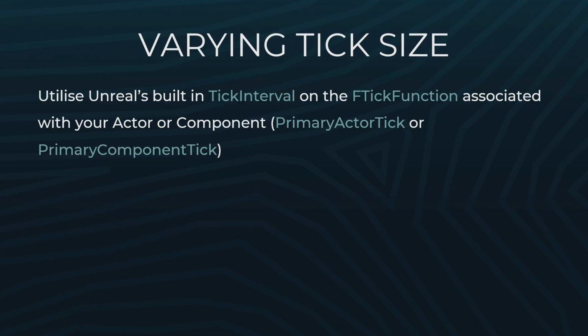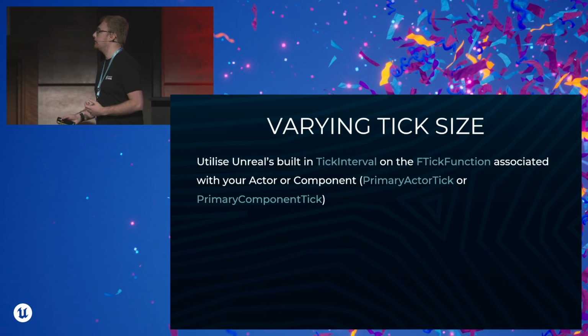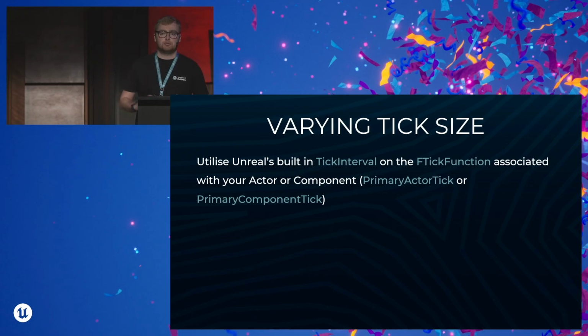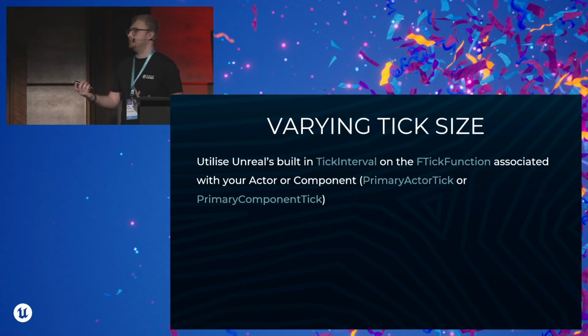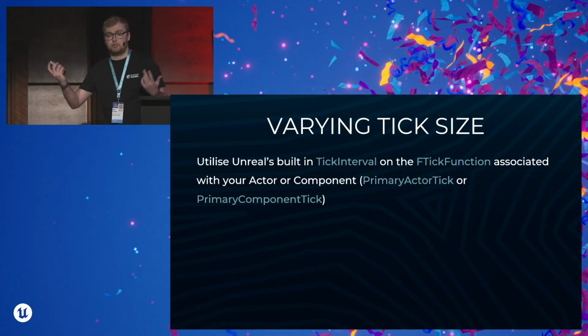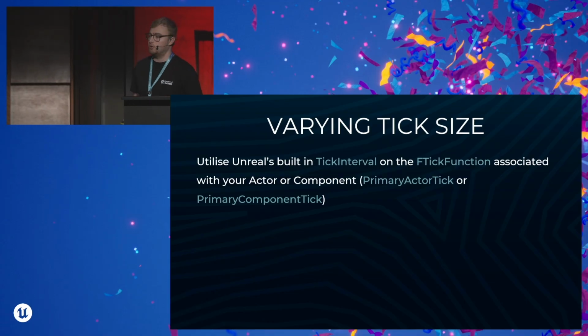And this allows you to specify how often you should tick. So if you set this to 1, it'll only tick once a second. If you set this to 0.5, it'll tick twice a second. That sort of thing. But again, sometimes it's not that simple. Sometimes you need to run something every time the player jumps, for example. You've got no way of knowing that.